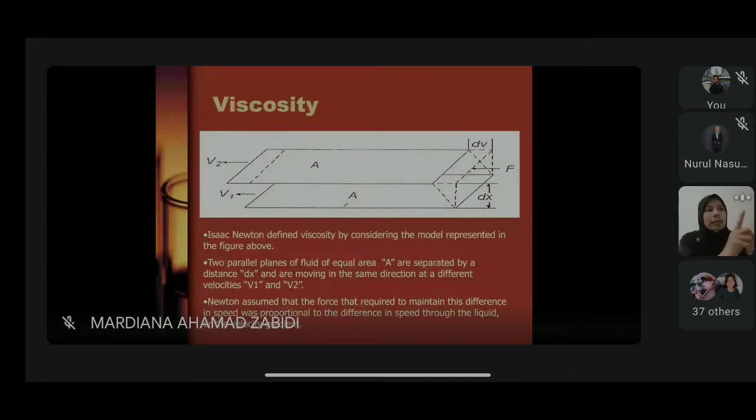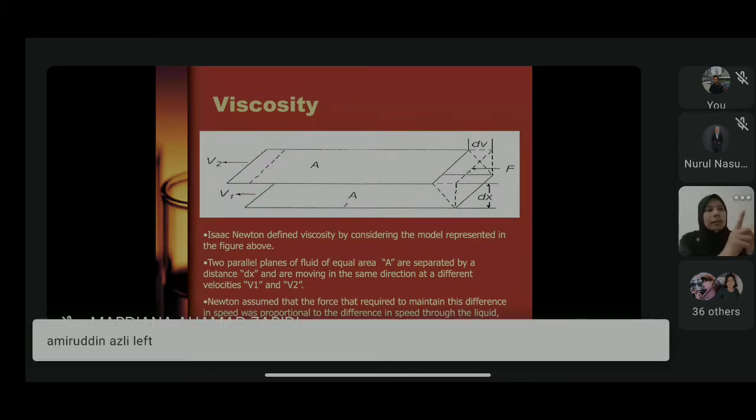So bila spindle tu moving clockwise, that particular liquid, because dia dekat at rest kan, so they try to move anti-clockwise. Okay, tapi the force required to make sure that the fluid is able to flow according to the direction of the spindle, maksudnya dia nak pergi ikut clockwise, that is the force required for that particular spindle to move the fluid according to the direction of the spindle. Direction of the spindle as well as the speed of the spindle.